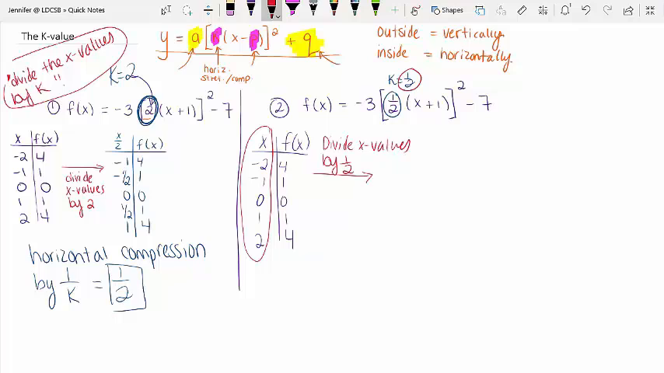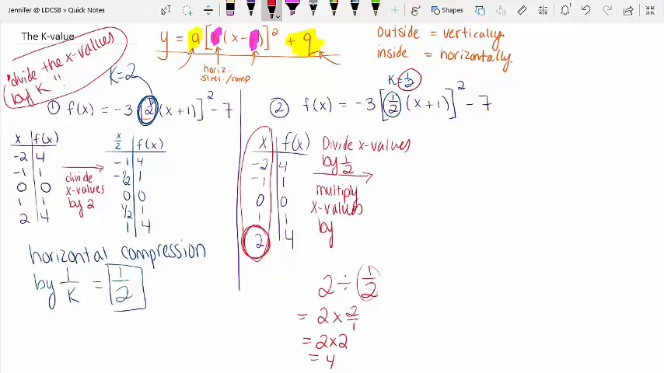But when you divide any number by a half, you're actually multiplying by the reciprocal. For example, let's say we wanted to take this x value and divide it by half. How would you do that? Well, you'd go 2 times the reciprocal of this, which is just 2 times 2, which is 4. So dividing your x values by a fraction or dividing your x values by a half is the same as multiplying your x values by 2.